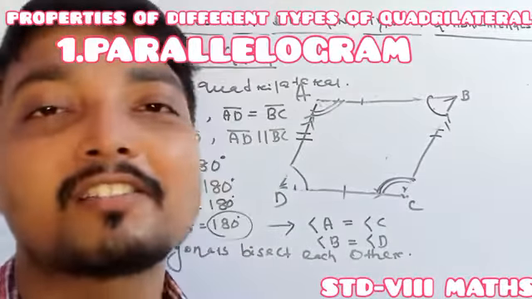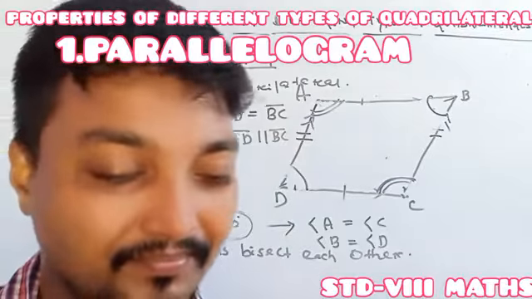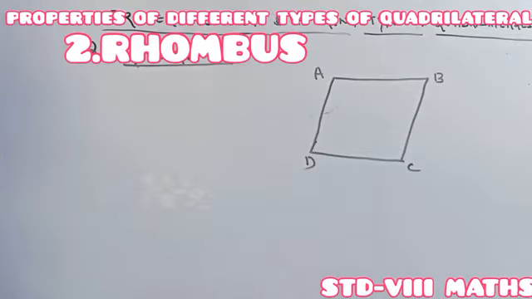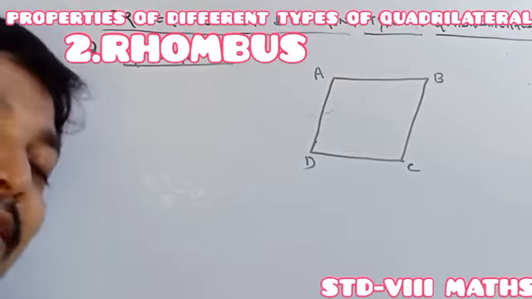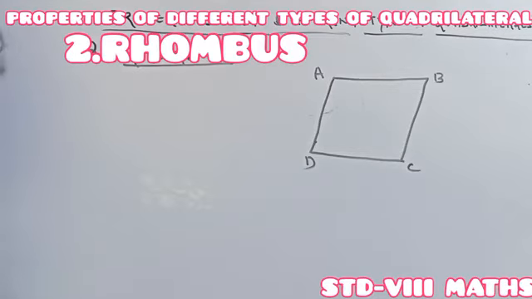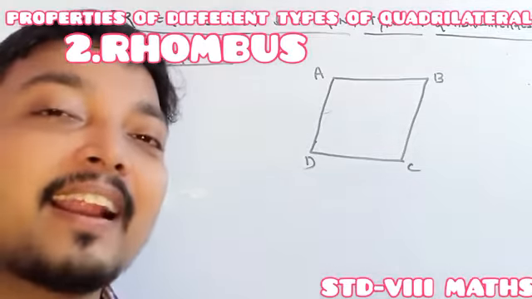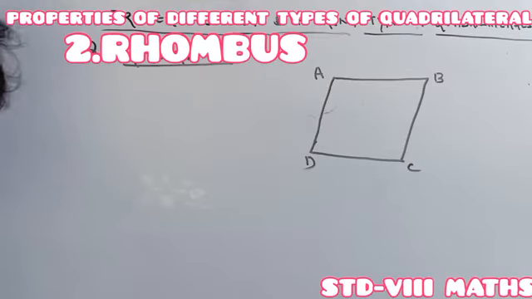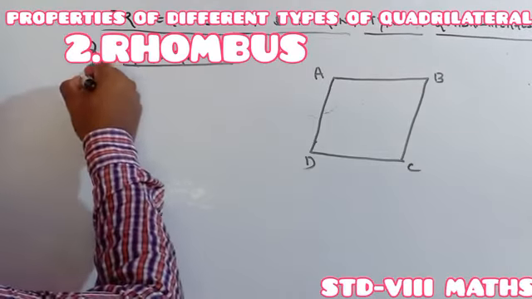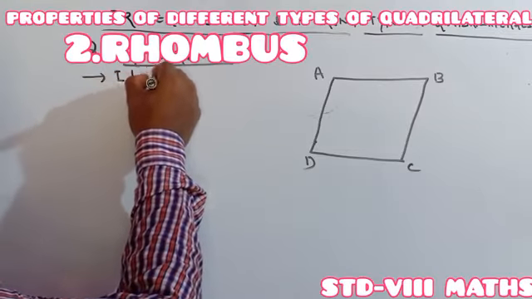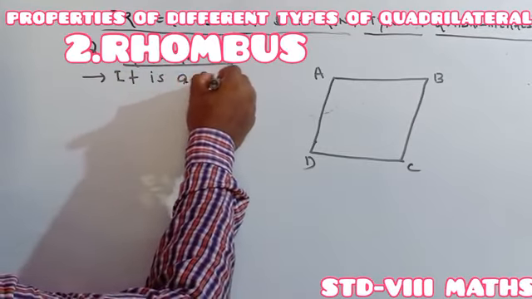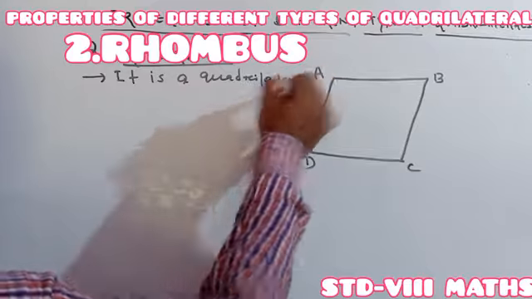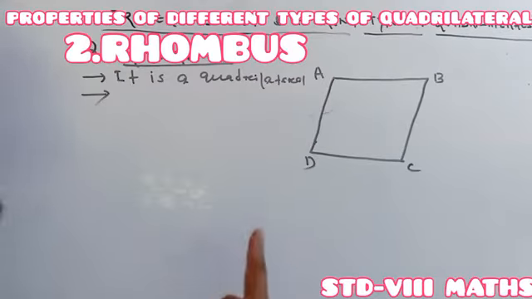Next we will discuss our rhombus. See, next we will discuss another type of quadrilateral, and the name of the quadrilateral is our rhombus. Rhombus is clearly seen as a quadrilateral. First point: rhombus is a quadrilateral. Here I am writing, it is a quadrilateral. See, it is also a parallelogram.